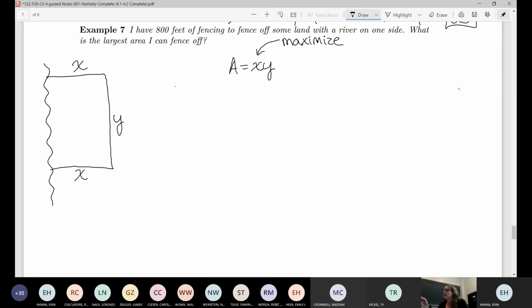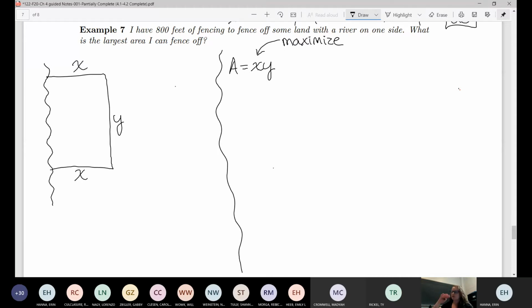Now, I want to maximize this, which would mean I would want to take the derivative of that. But again, it has two variables in it, an x and a y, and I can't take the derivative of something that has more than one variable in it. But I'm also told that I have 800 feet of fencing, and let's assume that I'm going to use all of this fencing, all 800 feet.